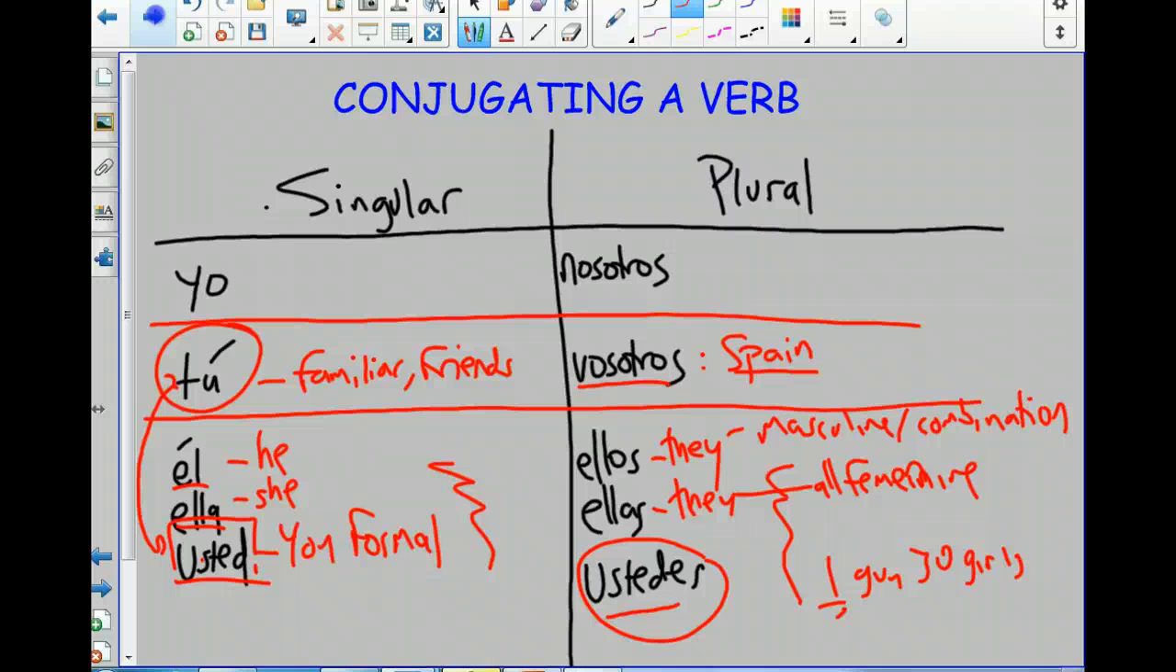Ustedes, and this is kind of the point of this, means you all. Ustedes does not mean they. So this is commonly confused. People think ellos and ustedes are the same. They don't know the difference. In my experience, this is what the difference is, and this is what you guys need to know about this.